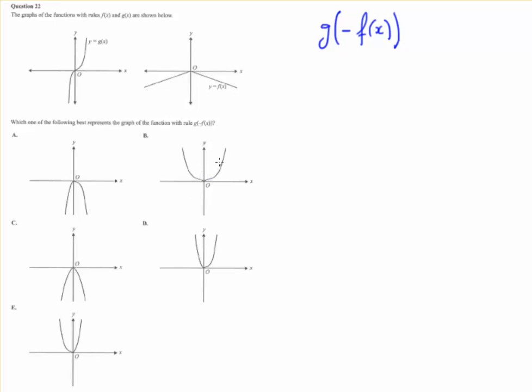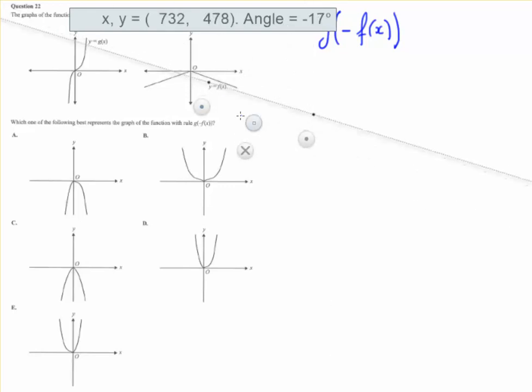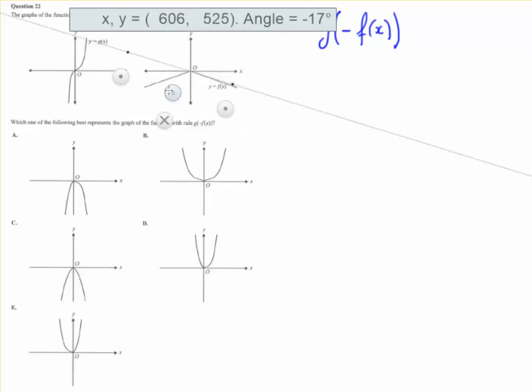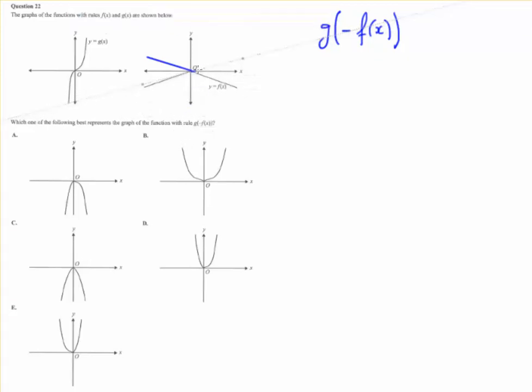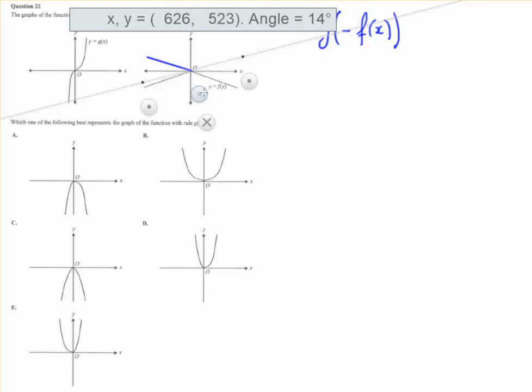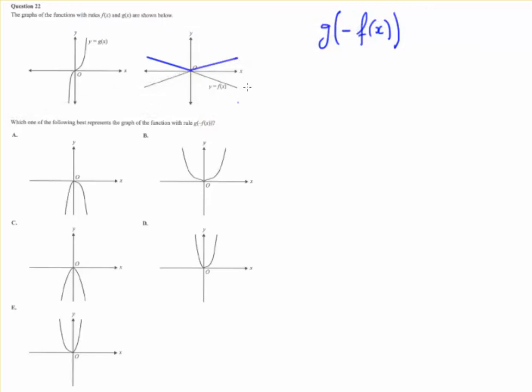First thing to do is to recognize that we're given a graph f of x here. Now we're interested in negative f of x. So let's do a sketch of negative f of x on this same graph. So that's a reflection in the x-axis. It's going to look something like that. So that's negative f of x.